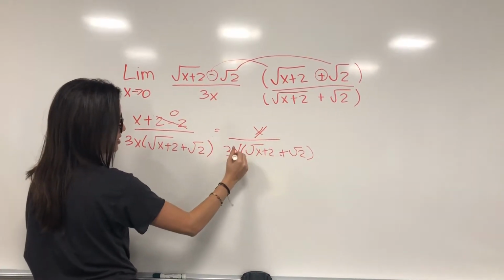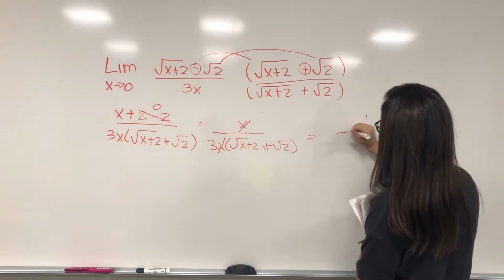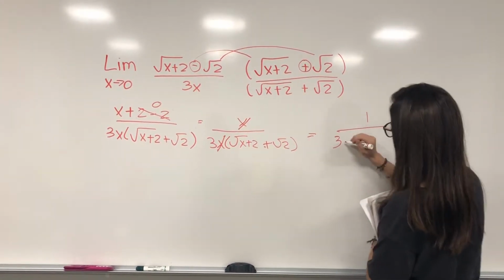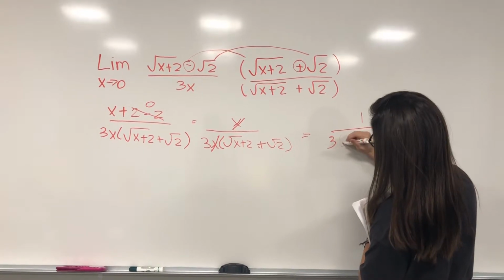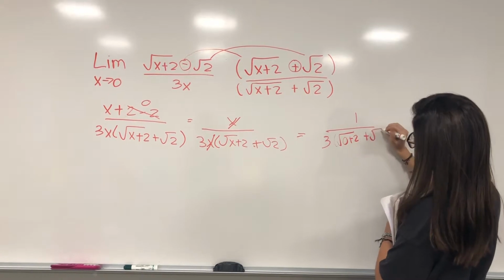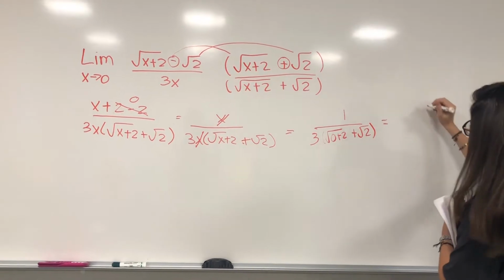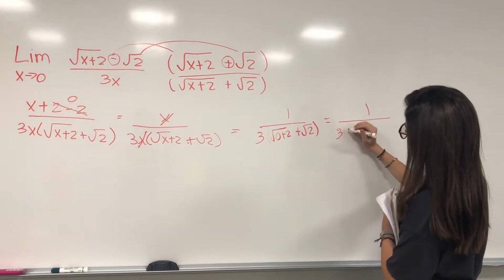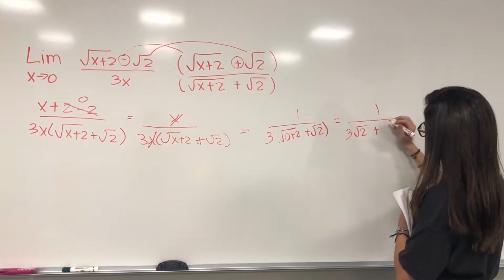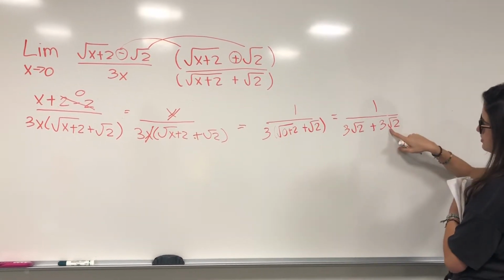Here we can cancel out the x's, and after we cancel out the x's simplifying, it's 1 over 3, and now we can plug in our 0, leaving us with 0 plus 2 plus square root of 2. We're going to simplify it by having only 3 times square root of 2, because 0 plus 2 is 2, plus 3 square root of 2, because 3 times square root of 2 is this.